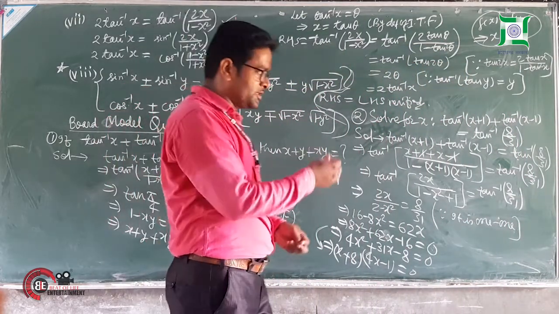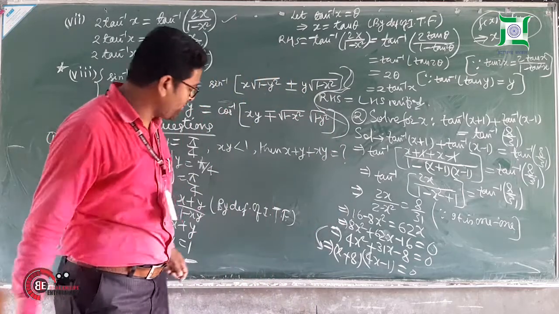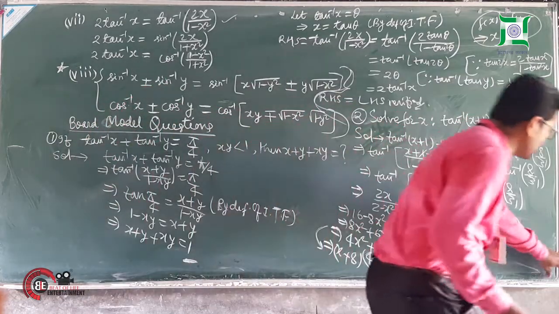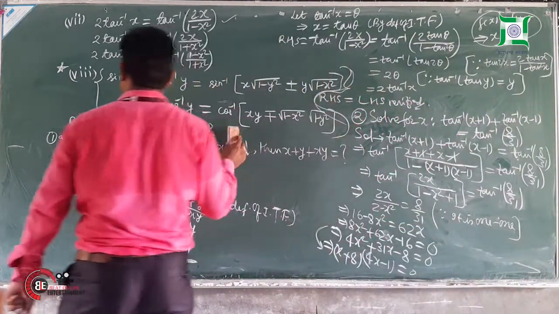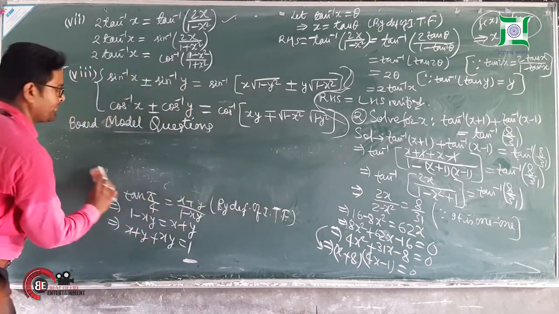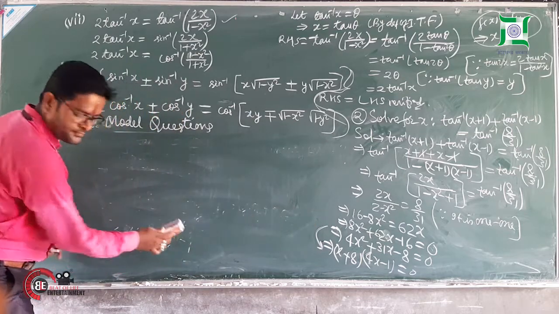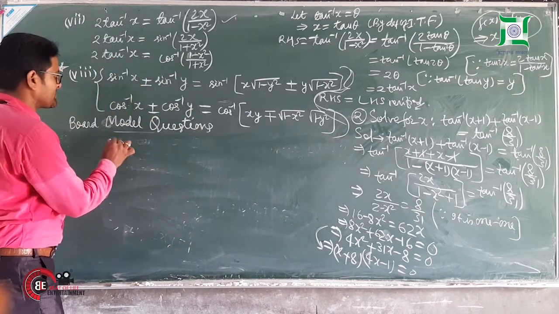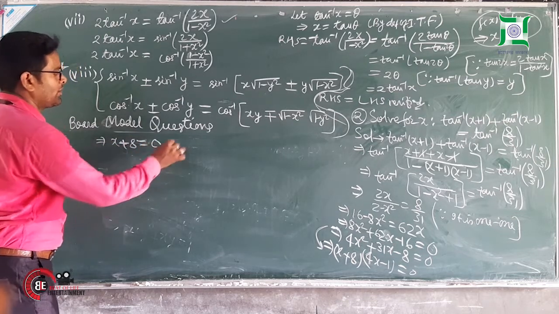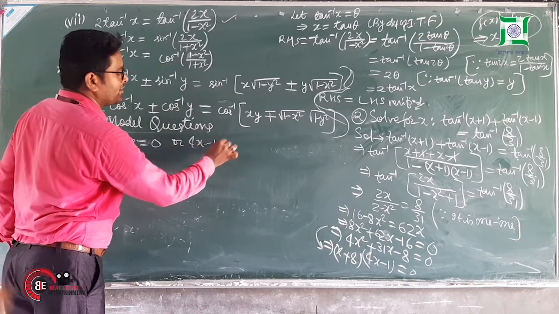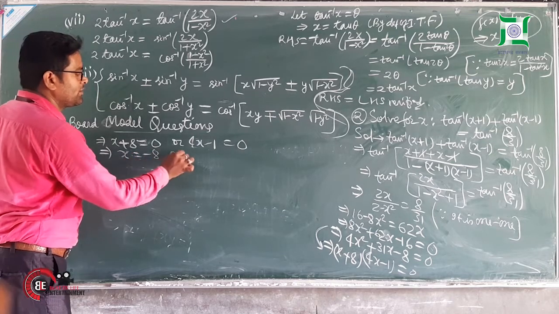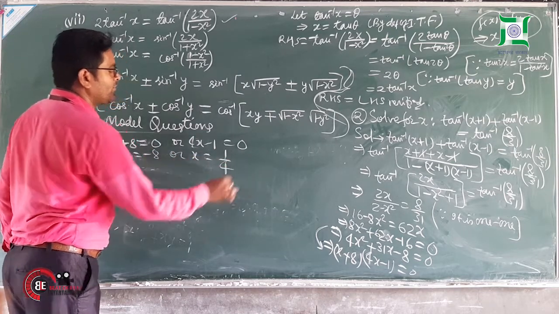How will you proceed further? I am solving on that side. See, how will you proceed further? See, proceeding further, how will you solve? See, x plus 8 is equal to 0 or 4x minus 1 is equal to 0. So x is equal to minus 8 or x is equal to 1 by 4.